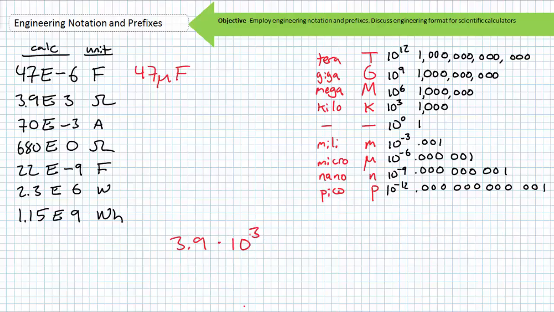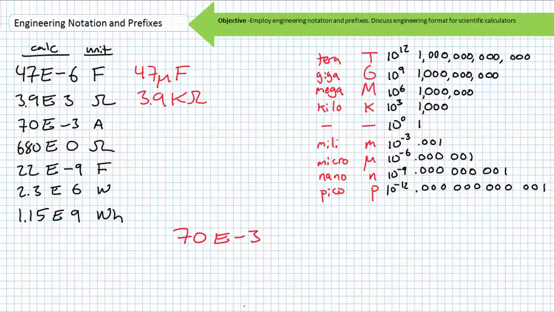3.9e3 means take 3.9 and multiply it by 10 raised to the 3. 10 raised to the 3 is 1,000. 3.9 times 1,000 is 3,900 ohms. If we wanted to use engineering prefixes to represent this quantity, I could say 3.9e3 is 3.9 kiloohms.